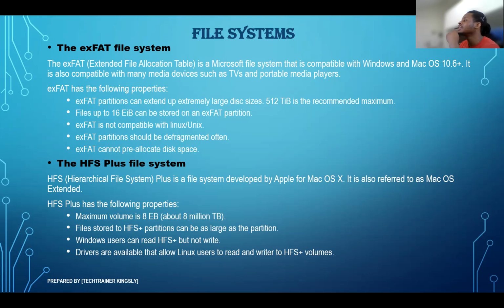But I'll correct that. It says files up to 16 EiB. I don't think that's a mistake, but I'll look into that. I'll give you guys the abbreviation. I think I put it somewhere down in the notes. So 16 EiB can be stored on an exFAT partition. I don't know exactly what that means, but the partition can go up to 16 million terabytes, as I said earlier for NTFS as well.